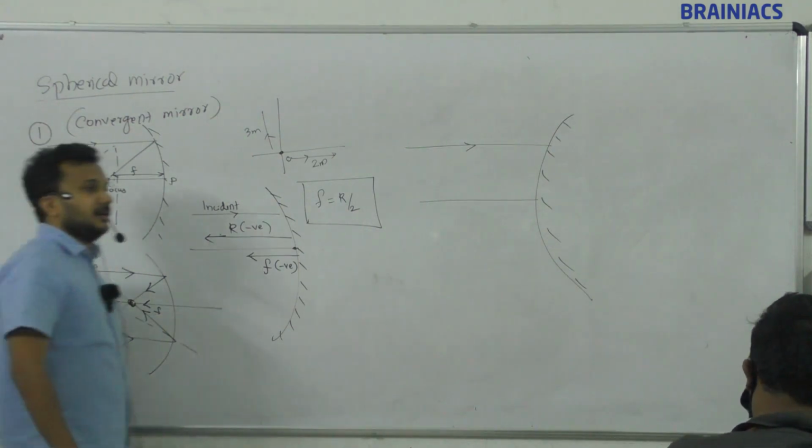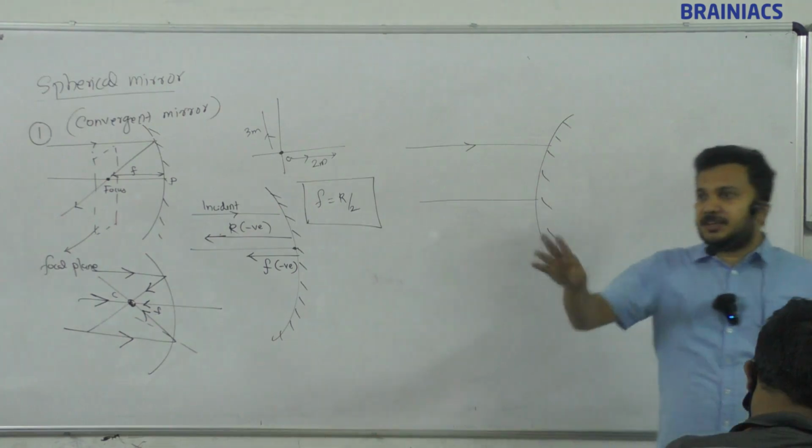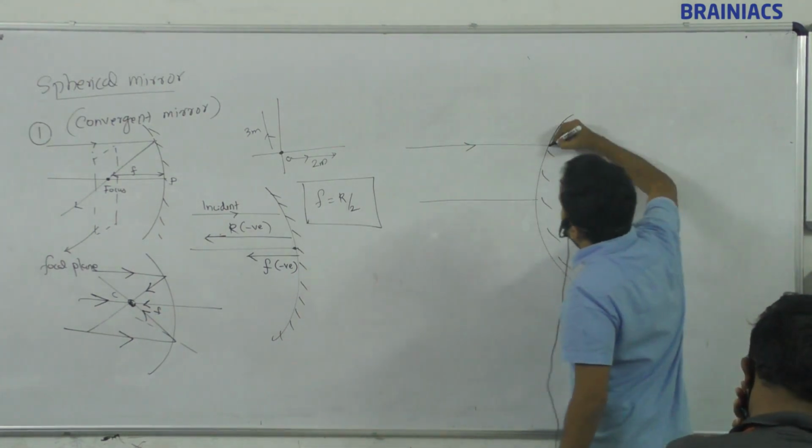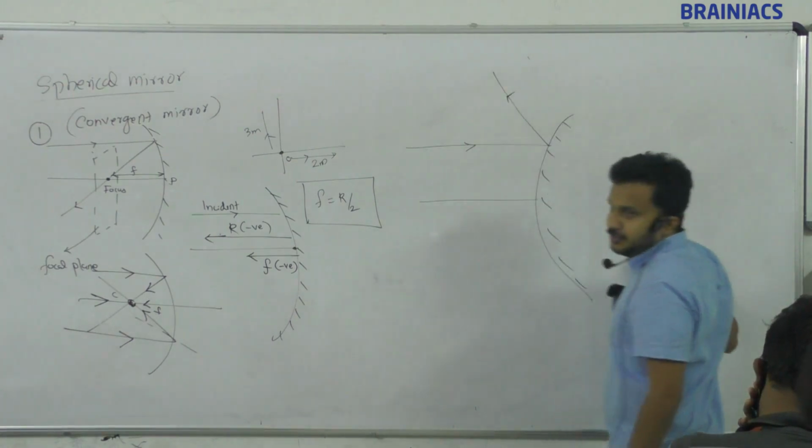Convex mirror, how is it called? Convex mirror is just the opposite. Convergent is the opposite: diverging. If the rays converge, what will happen? When the rays are diverging.